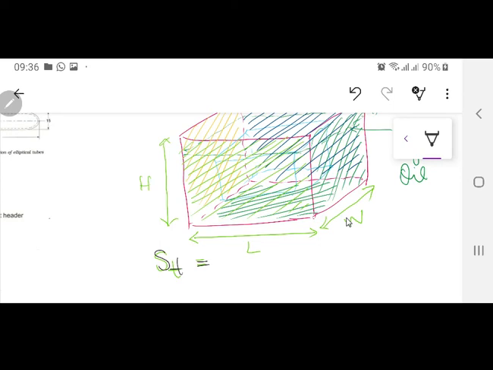So S_T is going to be equal to L times H multiplied by 2, and then plus the width multiplied by height. Only the height is going to be there. So this is going to be 2 times, this is also going to be 2 times. So this is the total surface area of the tank, which is going to dissipate the heat.